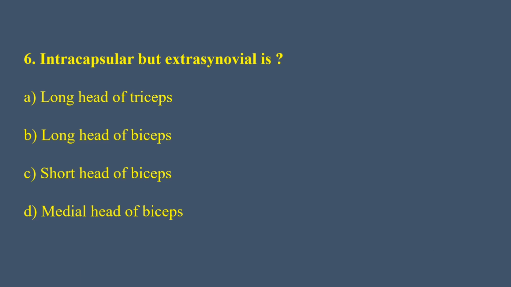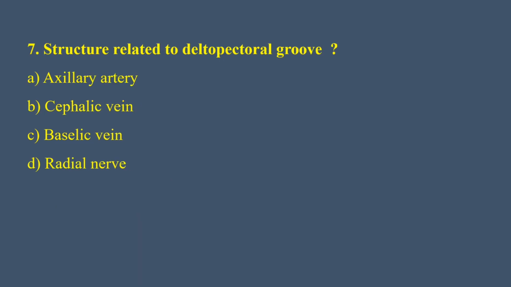Question 7. Structure related to deltopectoral groove? A. Axillary artery, B. Cephalic vein, C. Basilic vein, D. Radial nerve. Answer is B. Cephalic vein.